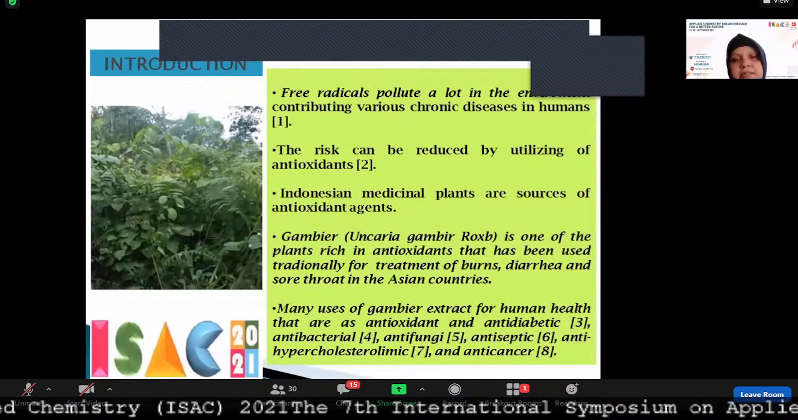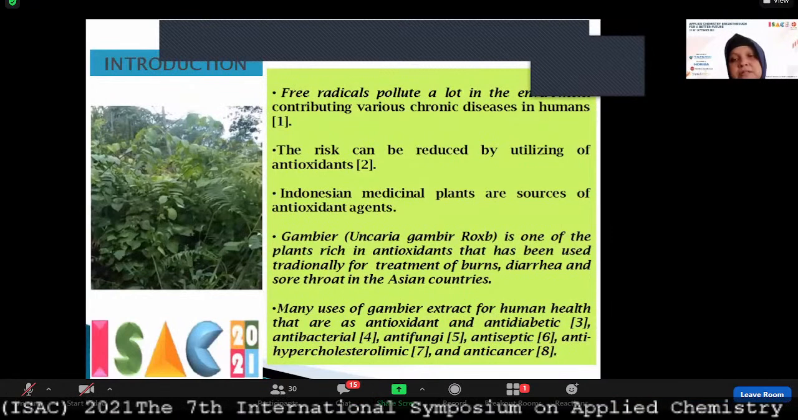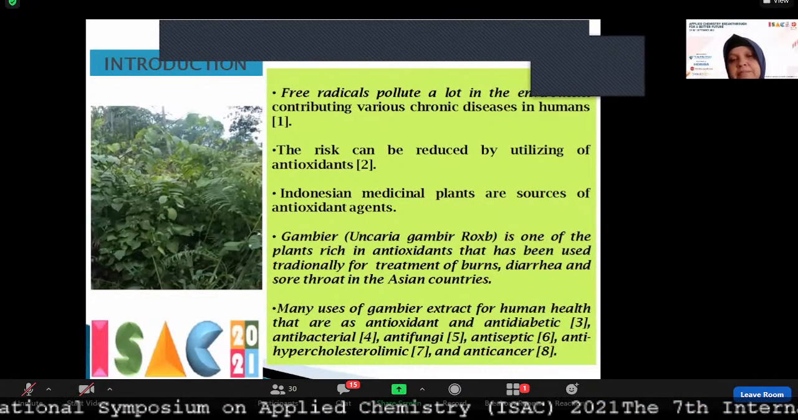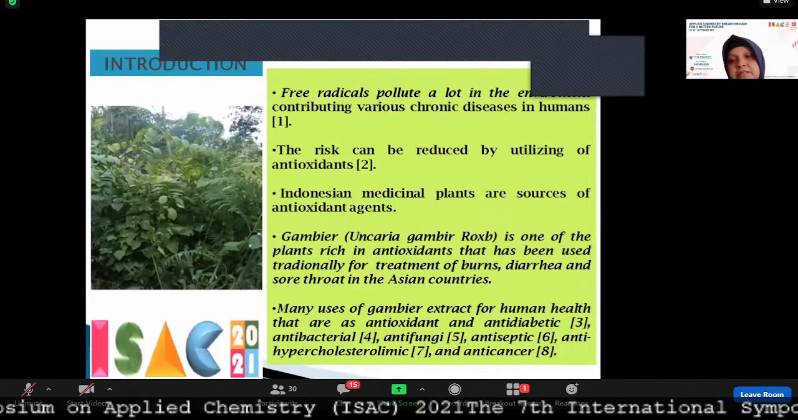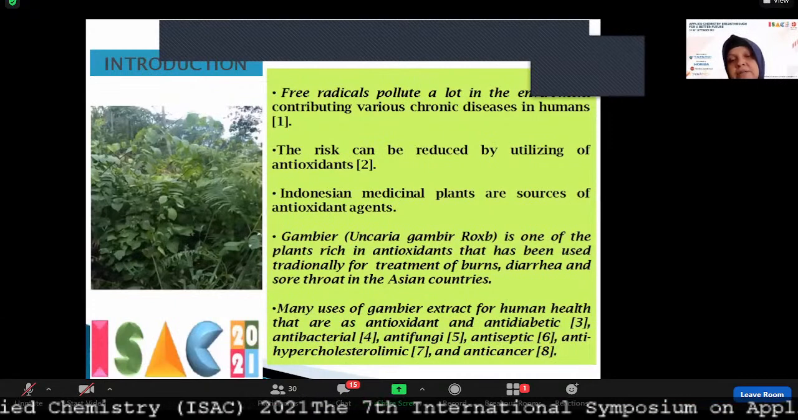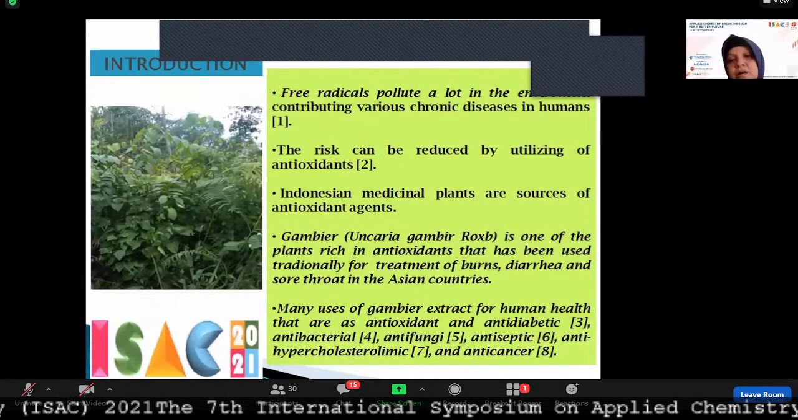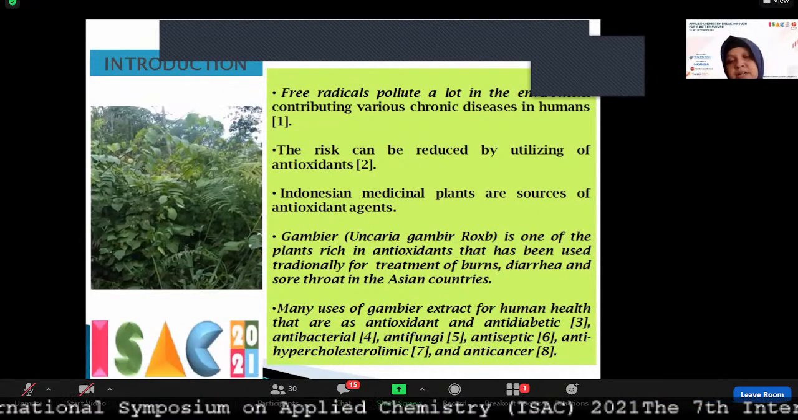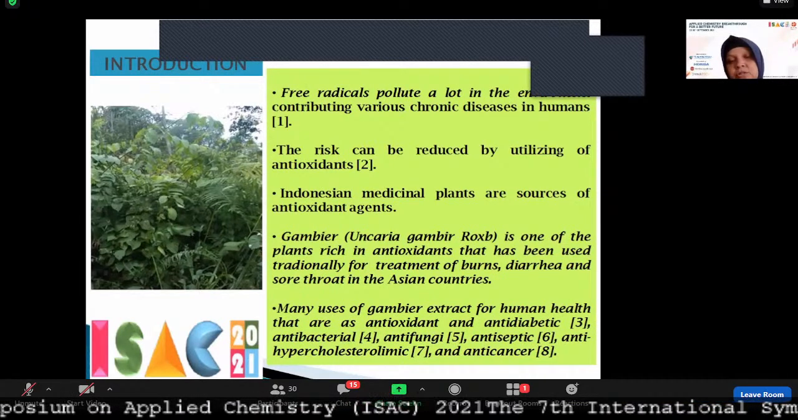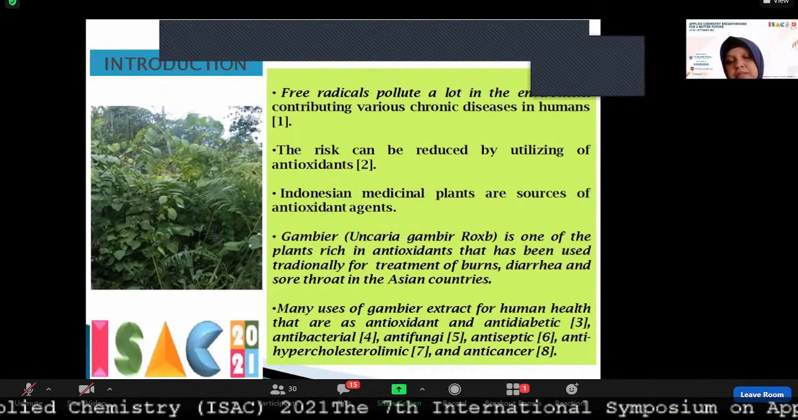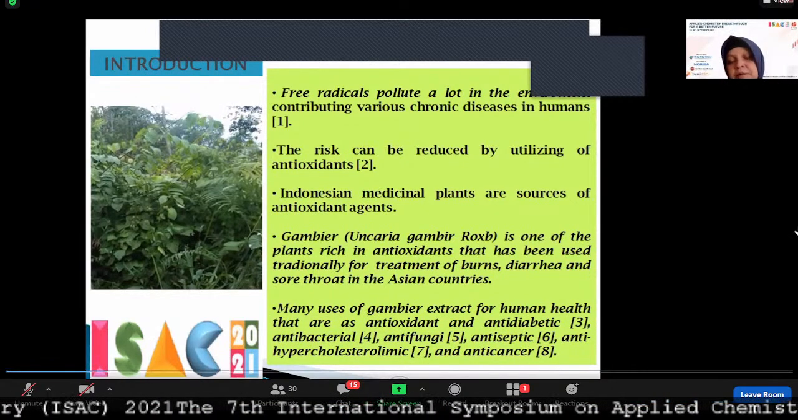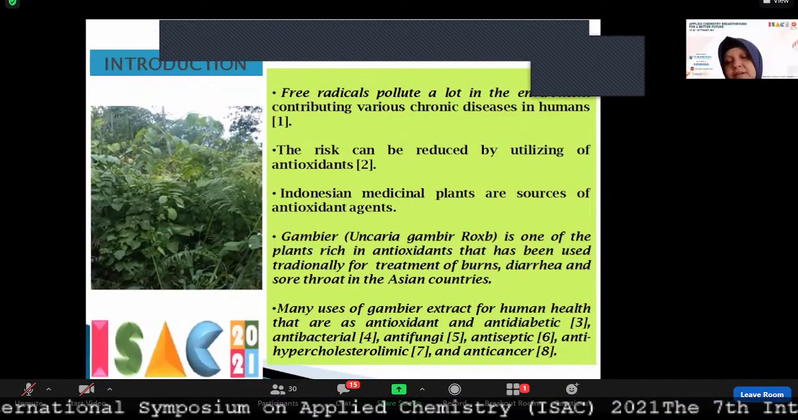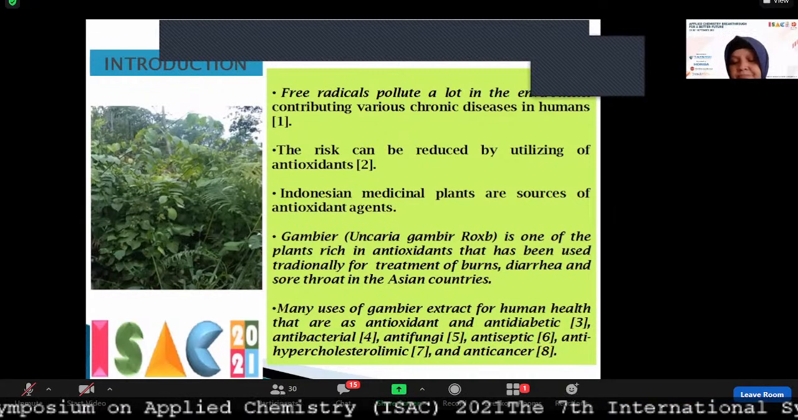The background of our research: free radicals pollute the environment a lot, contributing to various chronic and degenerative diseases in humans. The problems can be reduced by radical scavenger compounds known as antioxidants. Everybody knows Indonesian medicinal plants are a source of antioxidant agents. One of the plants is gambir, which has been used traditionally for treatment of burns, diarrhea, and sore throat in Asian countries. There are many benefits of gambir extract for human health, for example, as antioxidant, antidiabetic, antibacterial, antifungal, antiseptic, and anti-cancer.